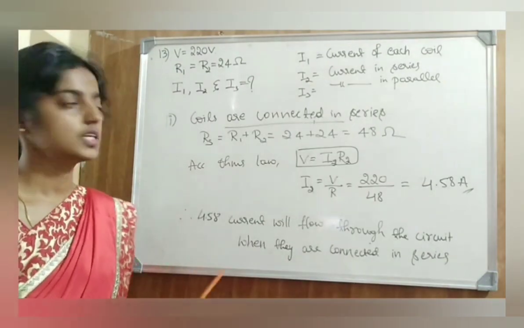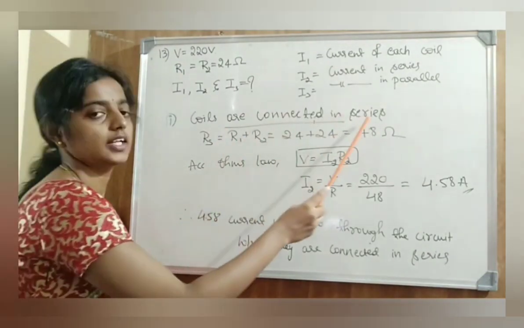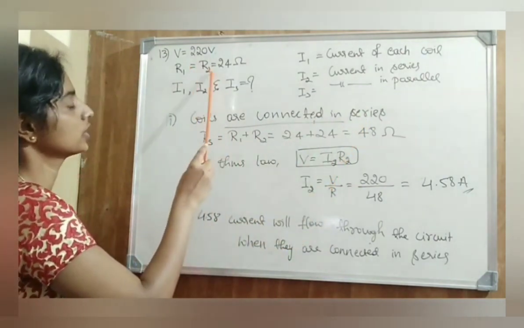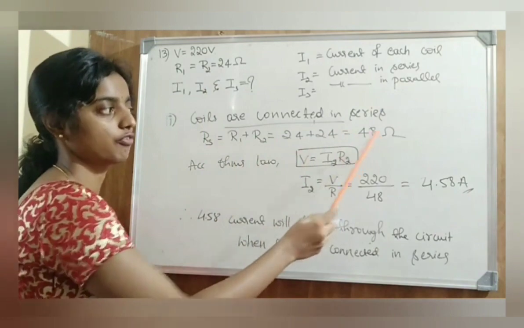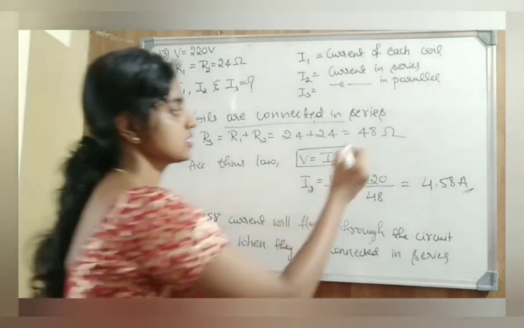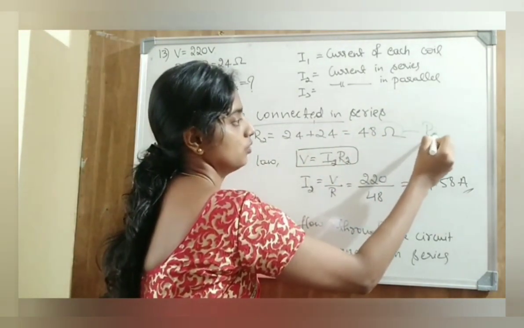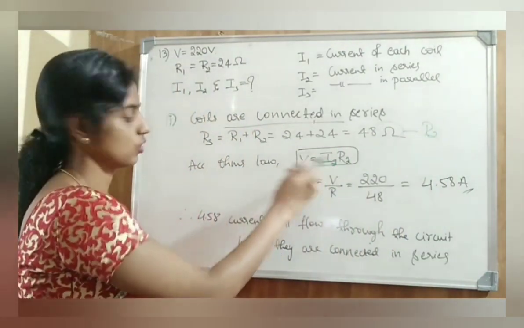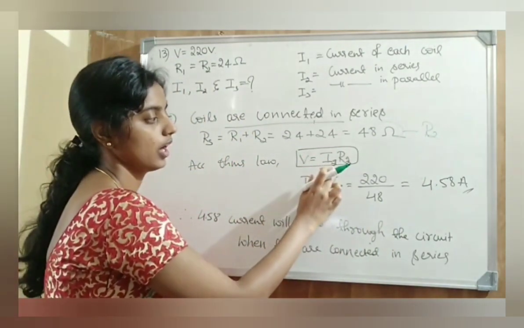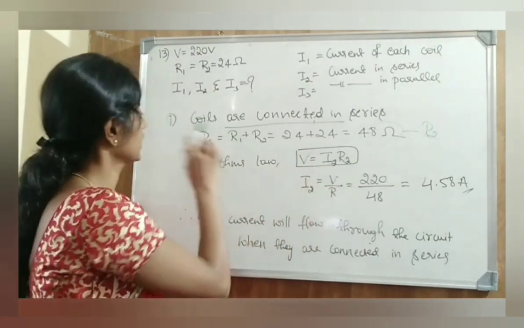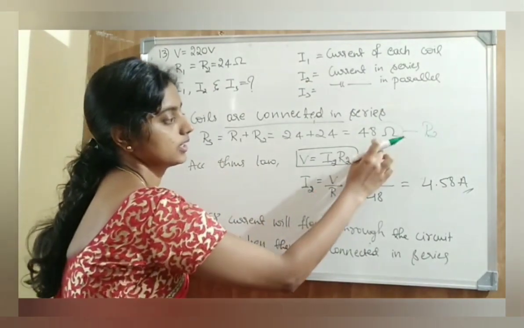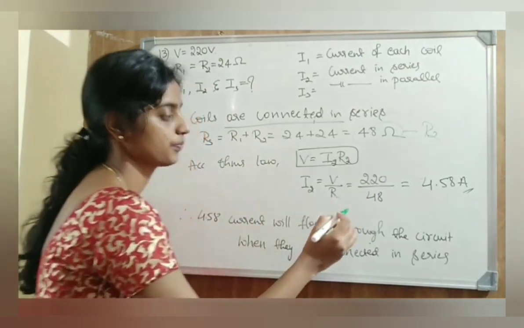And the second part is coils are connected in series. We have R1 and R2. Calculate RS, that is R1 plus R2, we will get 48. This 48 is our R2 according to Ohm's law. V is equal to I2 into R2. I2 is what we need to find out, the current in the second case, and R is this one. Let us take it as R2.